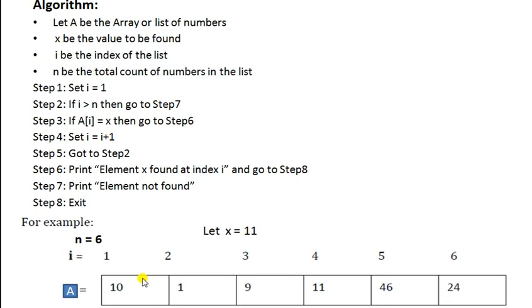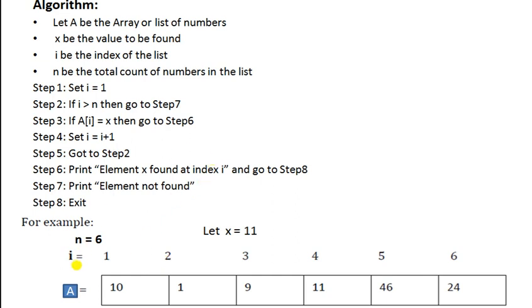Step 4: increment the I value by 1. That is, I becomes 2. As we didn't get our value, there is a repetition or a loop. Step 5 tells us to go back to step 2, where again I is compared to n. I is 2. Is 2 greater than 6? No. Go to step 3.